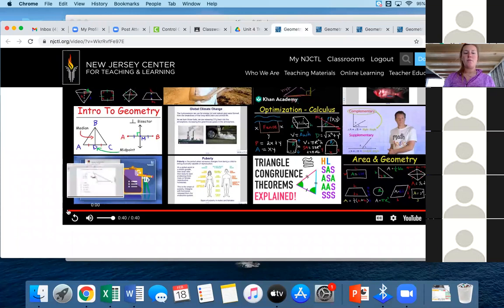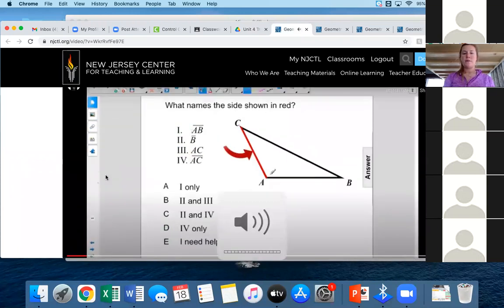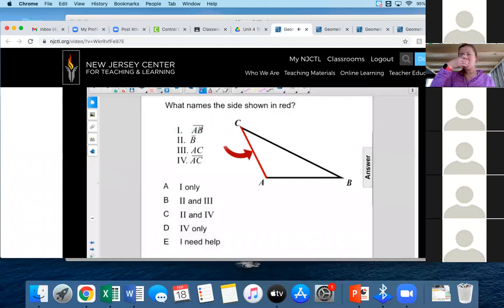So here we go. What names the side shown in red? All right, well, line segment AB is here, so it's not 1. And B is a vertex or an angle, but it's not a line segment, so it's not going to be 2. AC is the measure of this line segment, but it's not actually the name of the line segment, so it's not 3. And here we have the line segment AC. It could also be written as line segment CA, and it is correct. This is what we would call this side right here. So the answer is D.